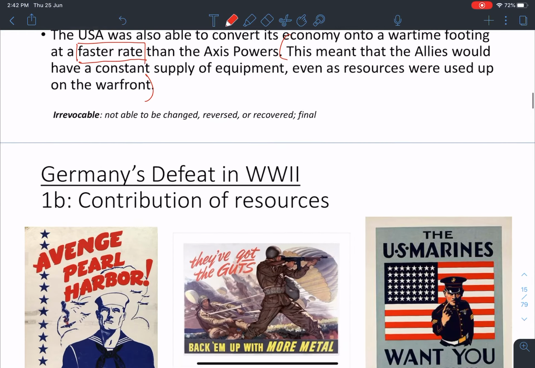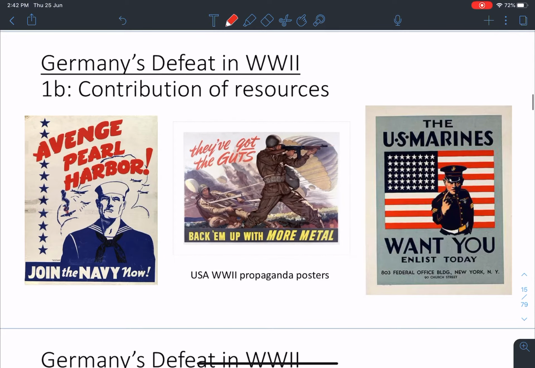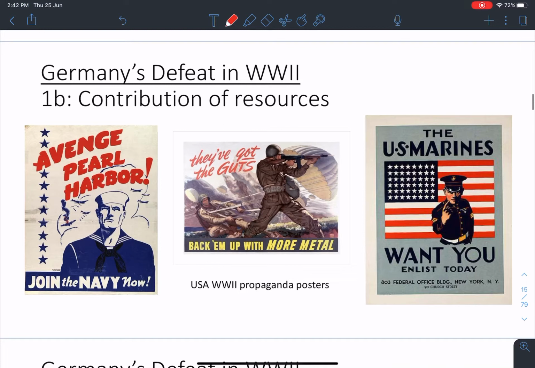Here's some cool stuff. Propaganda posters. The bad guys aren't the only people with propaganda posters. You can see these standard American propaganda posters.